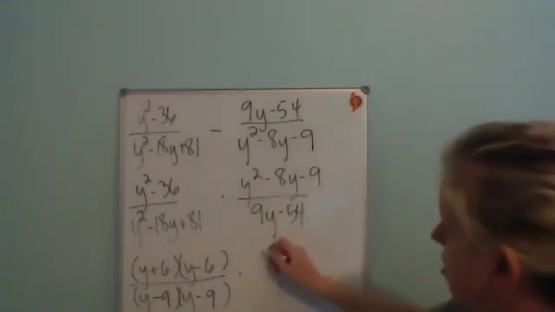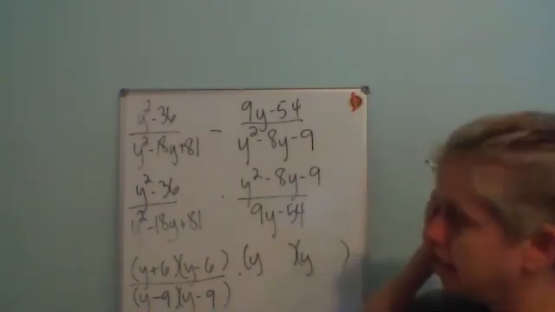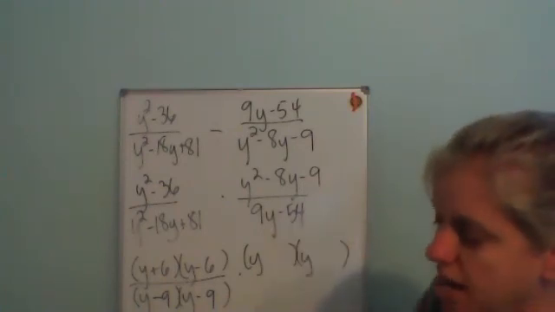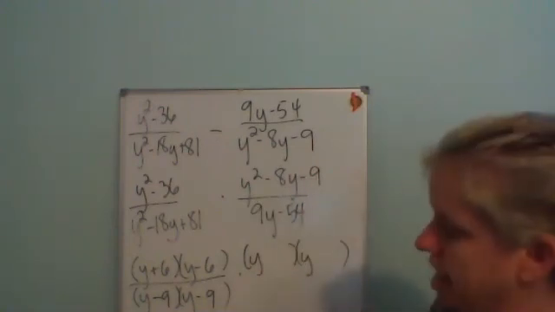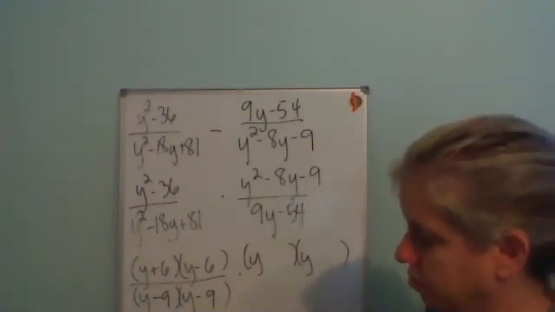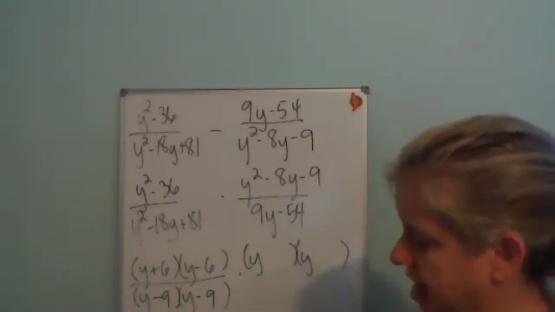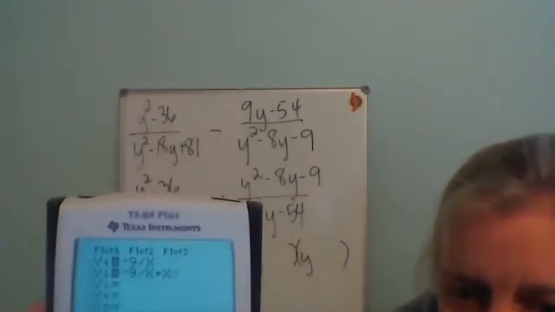Times another trinomial. So again, y and y. If you wanted to, again, it might be beneficial to go to your y equals and put negative 9 in there. So I've got negative 9 divided by x, and then negative 9 divided by x plus x. So again, your y equals should look like that.